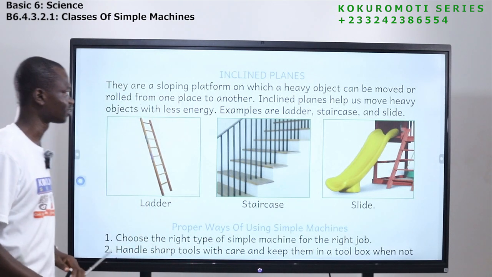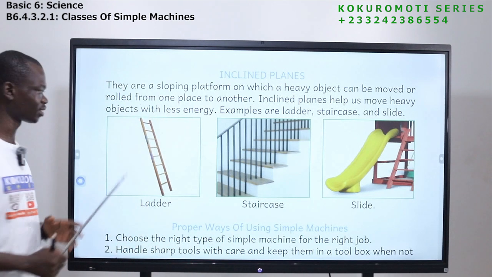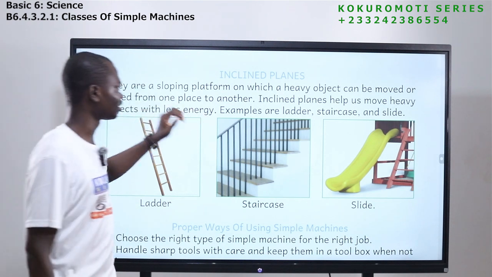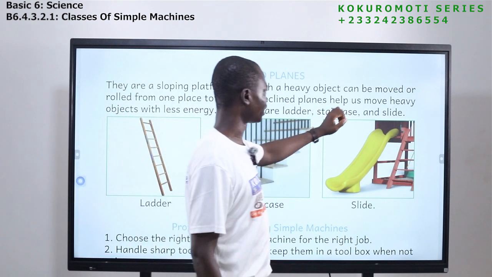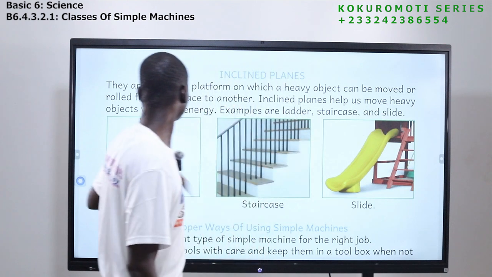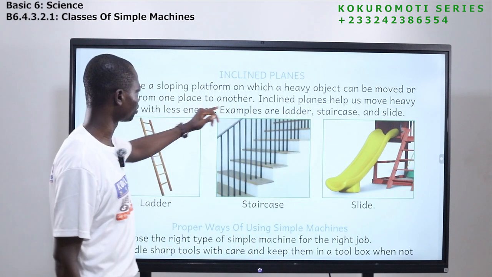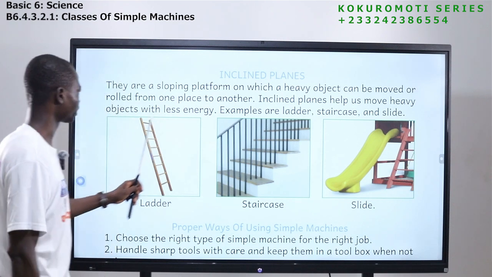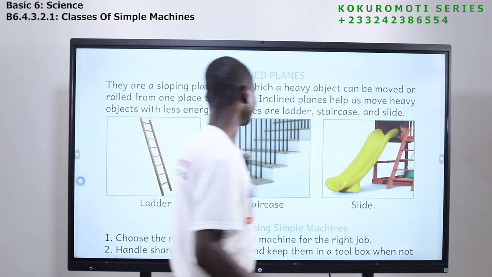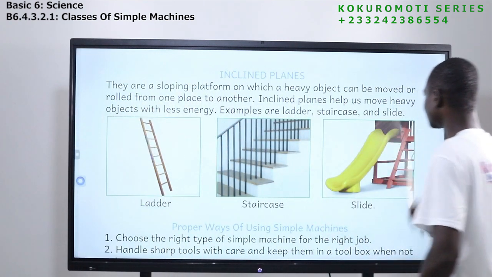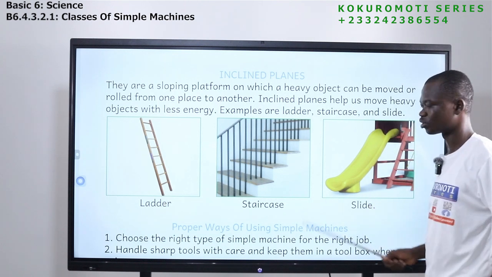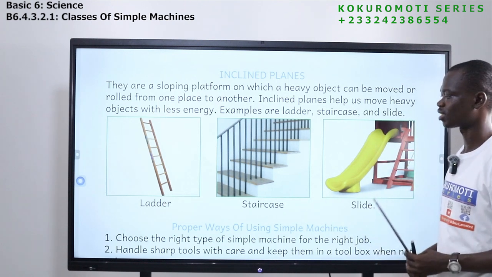So this is what an inclined plane is. They are sloping platforms on which a heavy object can be moved or rolled from one place to another. Inclined planes help us move heavy objects with less energy. Examples are ladder, staircase, and slide. So these are some examples. We have also watched the video, we have seen different examples.